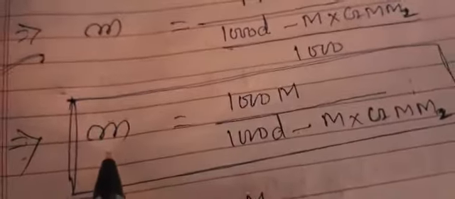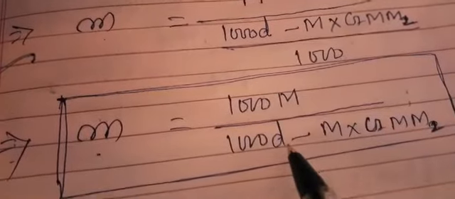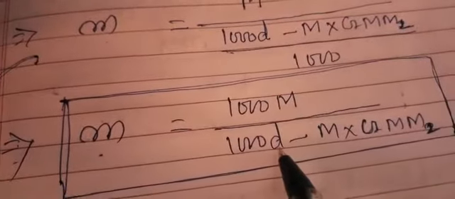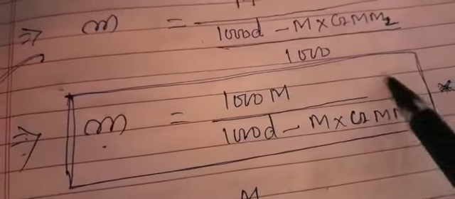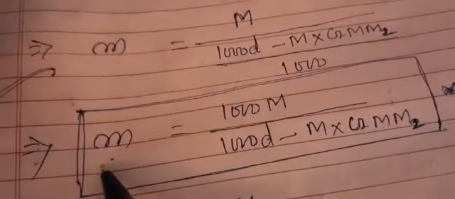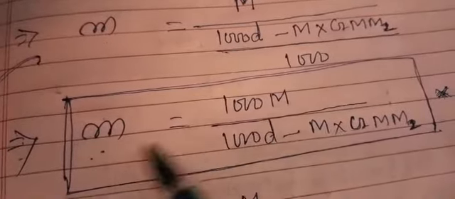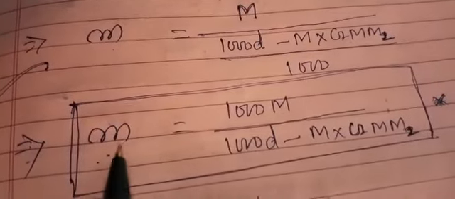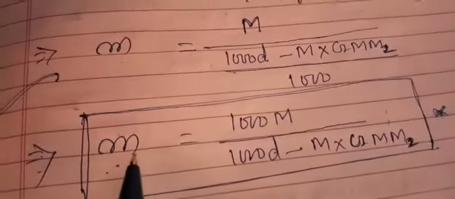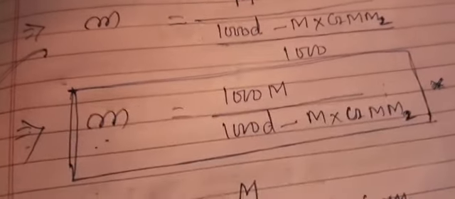m is molality. So if the molarity of a solution and the density of a solution are given to you, then by using this formula you can find out the molality of the solution. From the molarity you can find out the molality if the density is given to you.